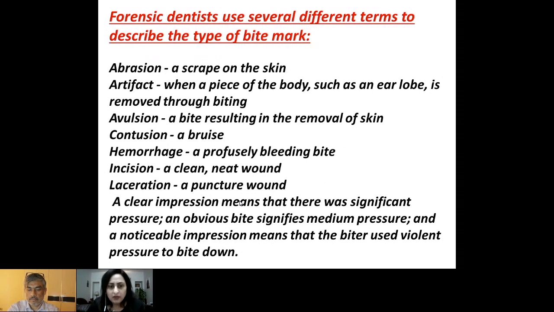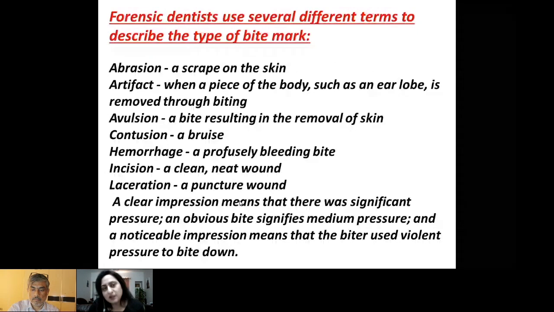So we're talking about the clear impression. An impression is something we do to mimic the dentition; an impression is a negative replica of the dentition of a person. A clear impression means that there was significant pressure involved. When there is significant pressure involved, we get a very clear impression. And if it is a clear impression, then a good mold can be poured on top of it.